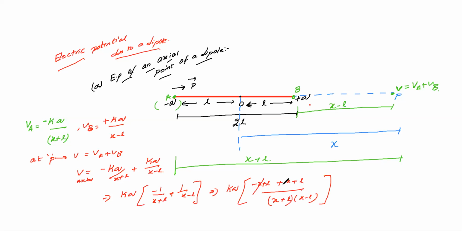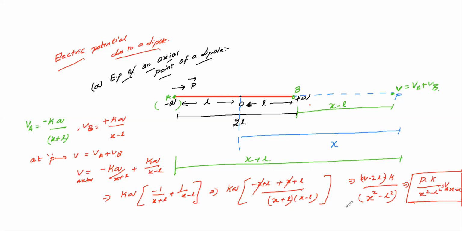So you see that minus x plus x will get cancelled. So 2L, so it is q into 2L into k divided by, it is a plus b into a minus b format, so it is x square minus L square. So q into 2L is nothing but your dipole moment. P into k by x square minus L square is equal to V axial point. Remember these cases, it is on the same axis. In the squares, not cubes, it will be easy for you. This is a small case or special case.